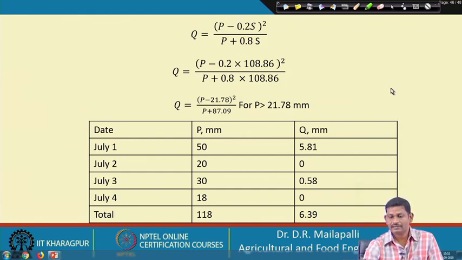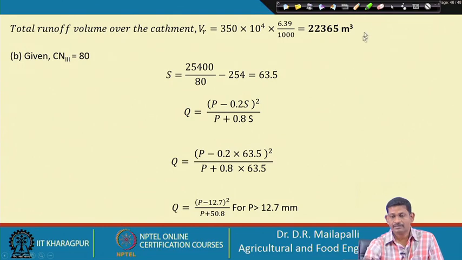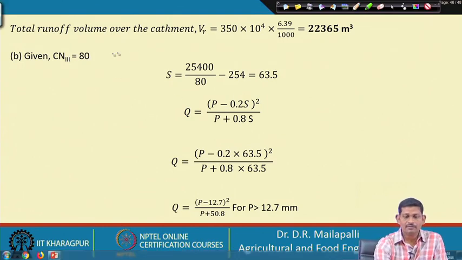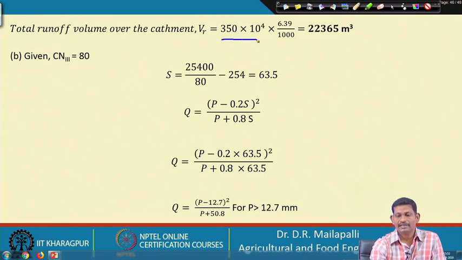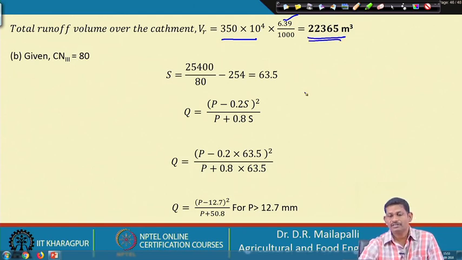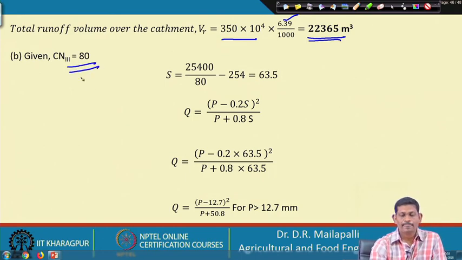Next is the volume. The runoff volume of the catchment V r is equal to the area times the runoff depth. That gives 223.65 meter cube.